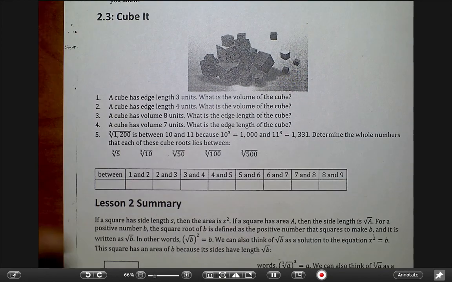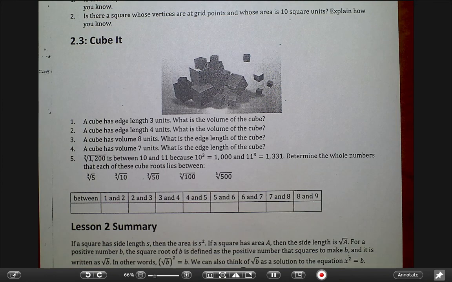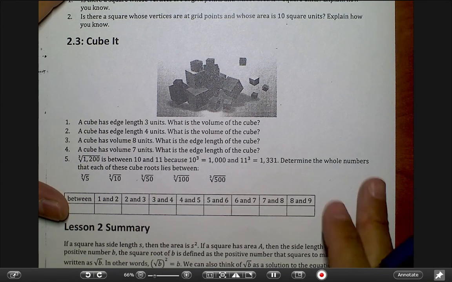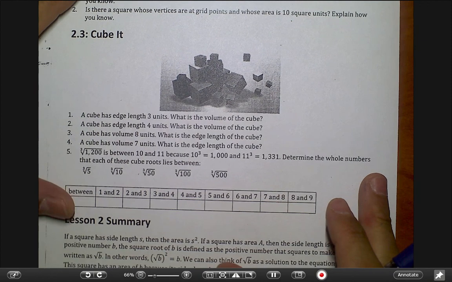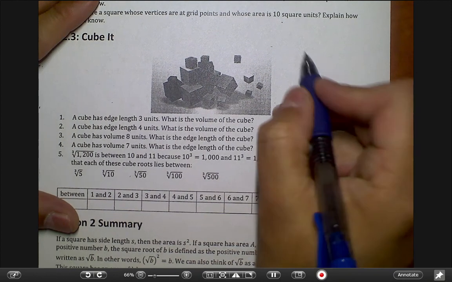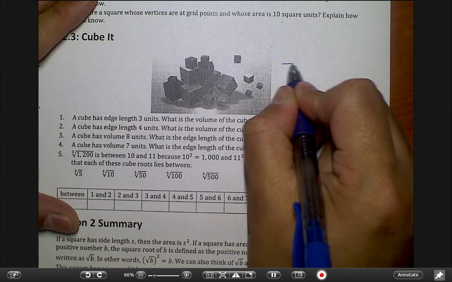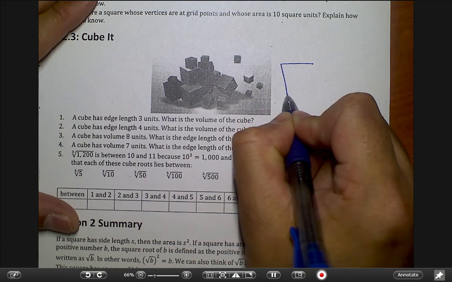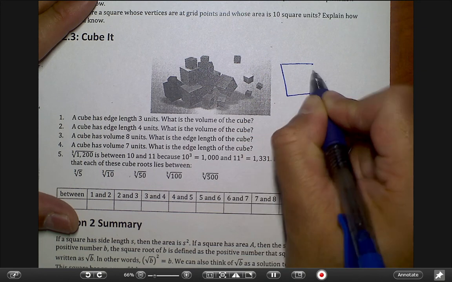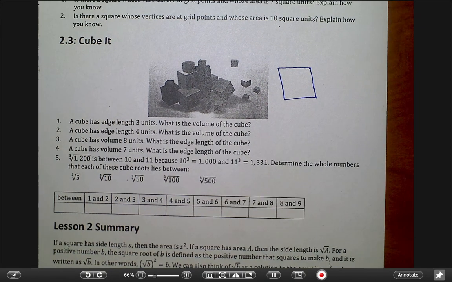All right. So, you guys didn't think you'd come to school today and learn how to draw a cube, but we're going to do a three-dimensional shape right now. Oh, yeah. You got this? Okay. Draw a square as best you can.